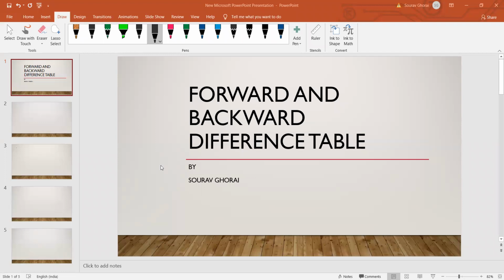Hi guys, in this video we will discuss the forward and backward difference table for numerical interpolation. In this video we only concentrate on how to create the forward and backward difference table. So let's begin our discussion on how we can create the forward and backward difference table.